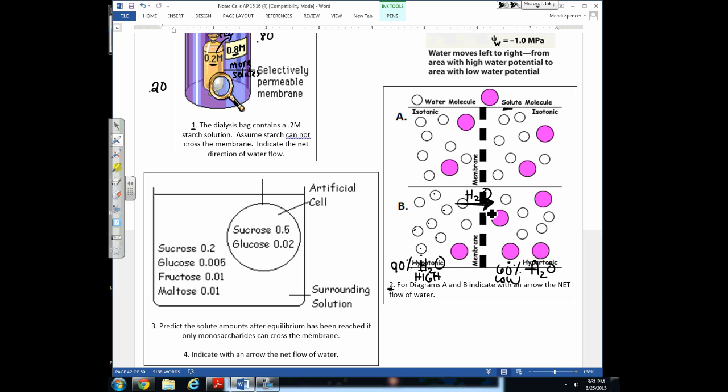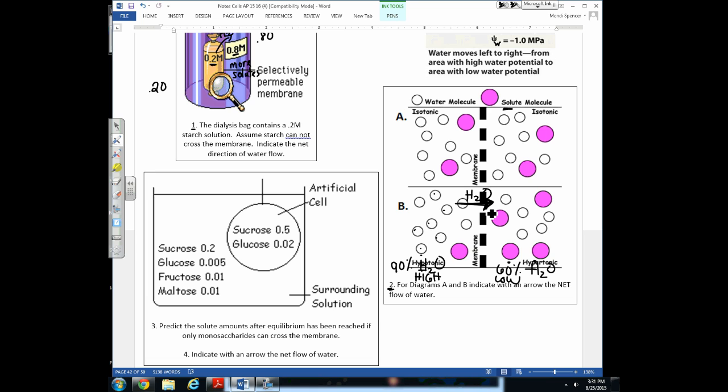So it doesn't matter which rule you apply, water is always going to be moving in the same direction, regardless of the rule. It's just sometimes you're not given water percent, so you can't use the first rule. Or you're not given the solution type, hypertonic or hypotonic, so you can't use that rule. Sometimes you're not given solute amount, so you can't use that rule, and you're going to have to apply other rules.